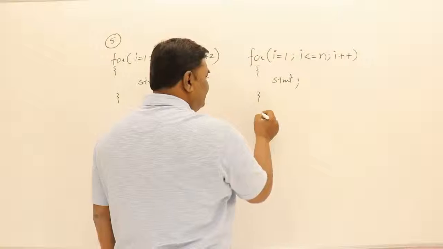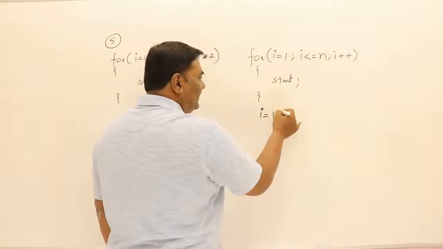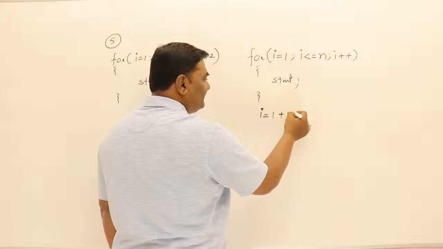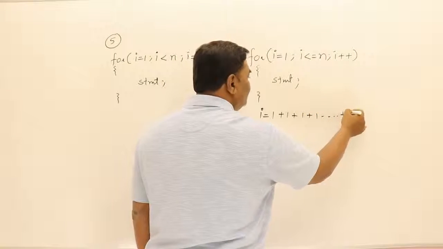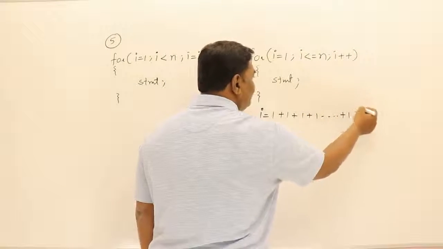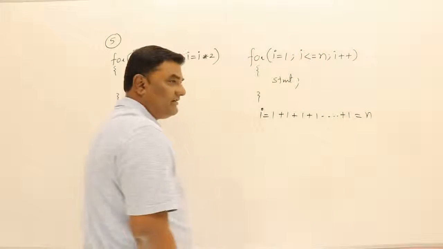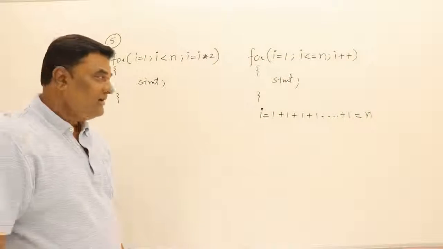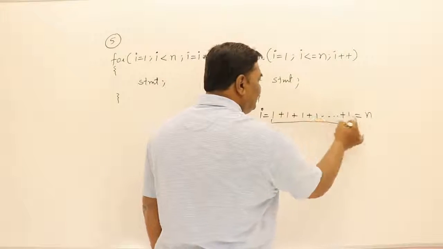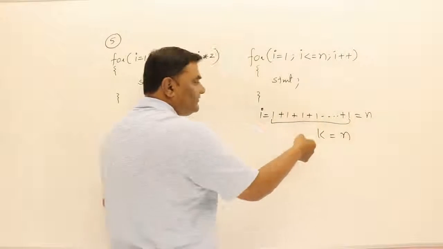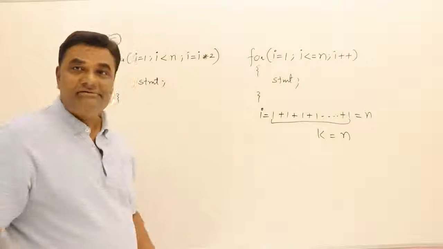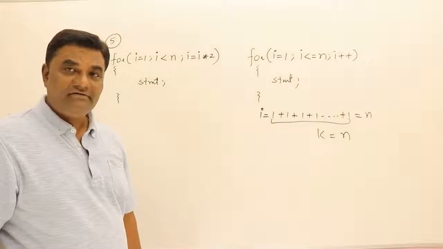See here, I is initially 1 and it is incrementing by 1, plus 1, then plus 1, then plus 1, goes on plus 1, and it will stop when finally it becomes greater than n. So up to n. So how many times is it getting added? Let us say k times, and that is equal to n. So how many times? k times. What is that k? It's equal to n.